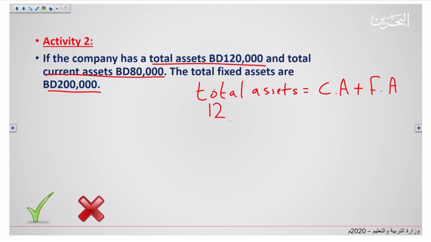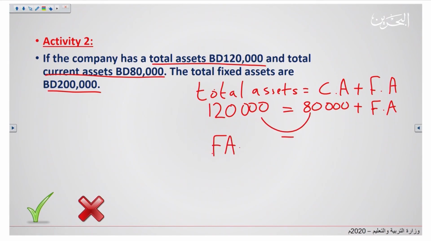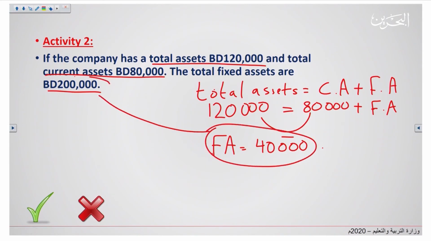They have given us the total assets, which is 120,000, which is equal to the current assets, 80,000 BD, plus the fixed assets that we have to calculate now. To calculate the fixed assets, I have to subtract these two amounts to get 40,000 BD. Now, as you can see, this answer is definitely not the same as the answer in this statement, which means that this statement is also wrong, and this is the correct answer.